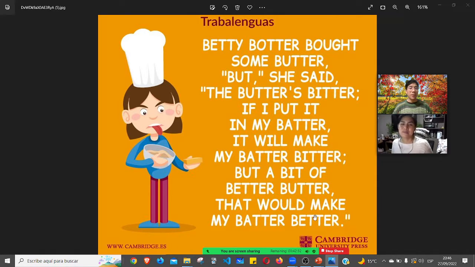But a bit of better butter, that would make my butter better. So this is what I expect you to do, okay? So let's practice. Practiquemos para que tu lengua se acostumbre a ese tipo de movimientos, ya que en español no hablamos tantas palabras con rareriroru, ¿ok? 3, 2, 1, yo te voy a detener cuando lo digas mal.